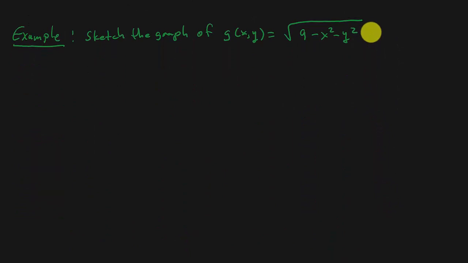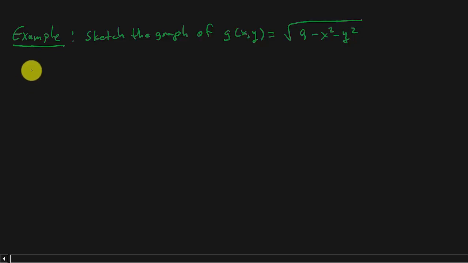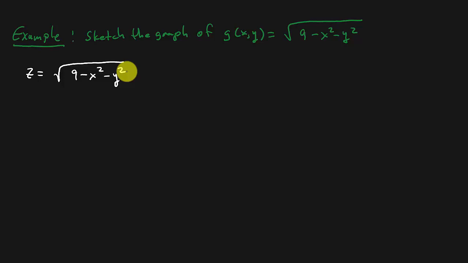All right, what about this one? Let's graph this one right here. We have g of x, y is equal to the square root of 9 minus x squared minus y squared. We've seen this before. Well, not this graph, but we did sketch the domain of this graph, didn't we? So let's write this as z equals the square root of 9 minus x squared minus y squared.